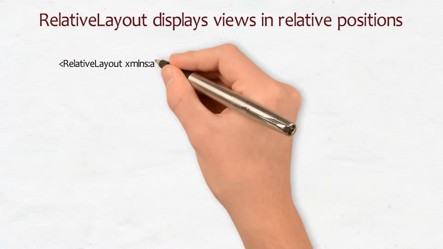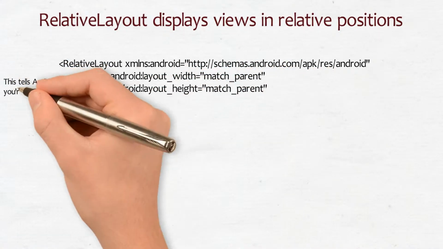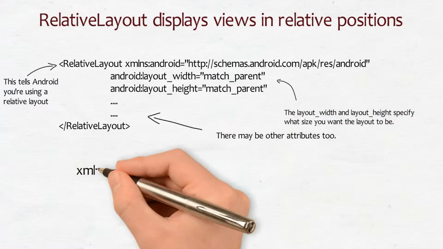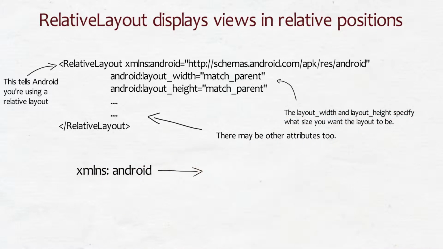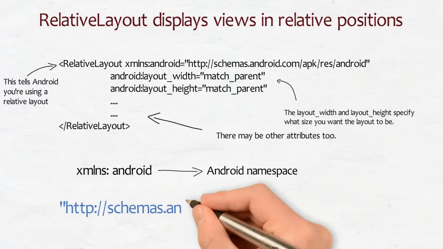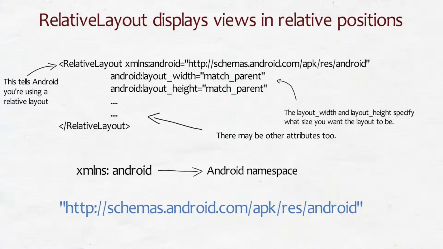You define the relative layout using the relative element like this. The XML-NS Android attribute is used to specify the Android namespace, and you must always set it to http schemas.android.com/apk/res/android.